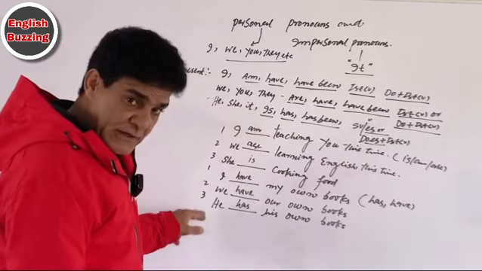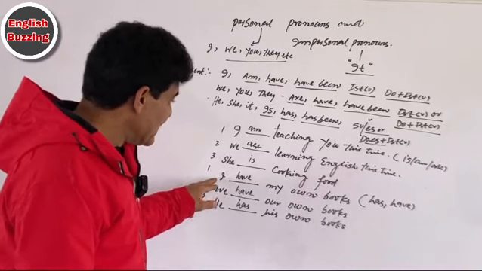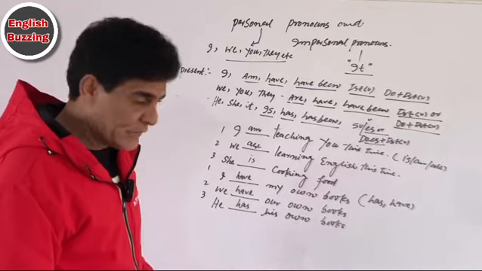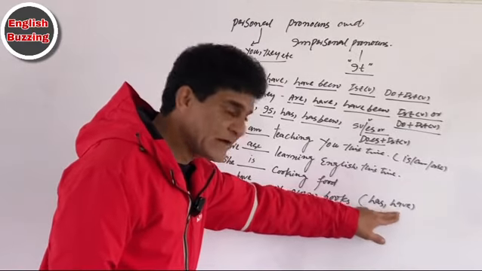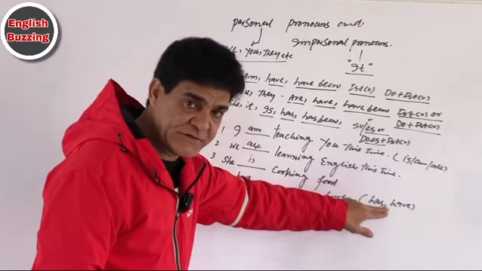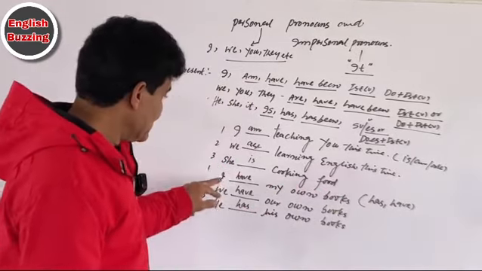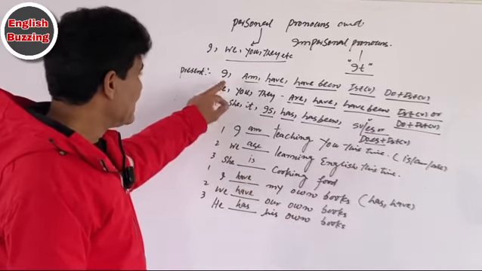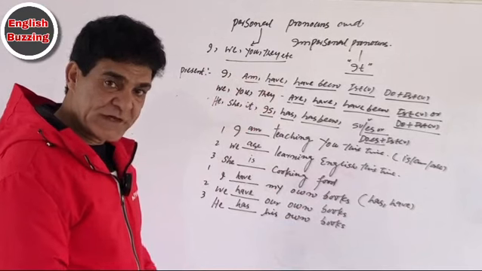Now we have some other examples here. For example, I dash my own books. In the bracket we have has and have. Out of these two options we have to pick the correct one. So I have my own books, so I use have, because we have learned that with I, we also use have.